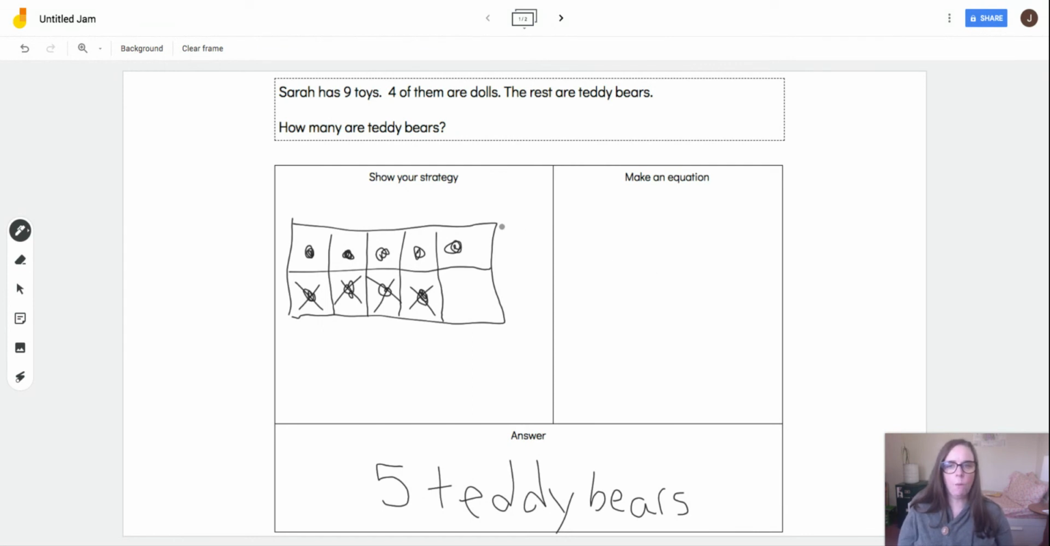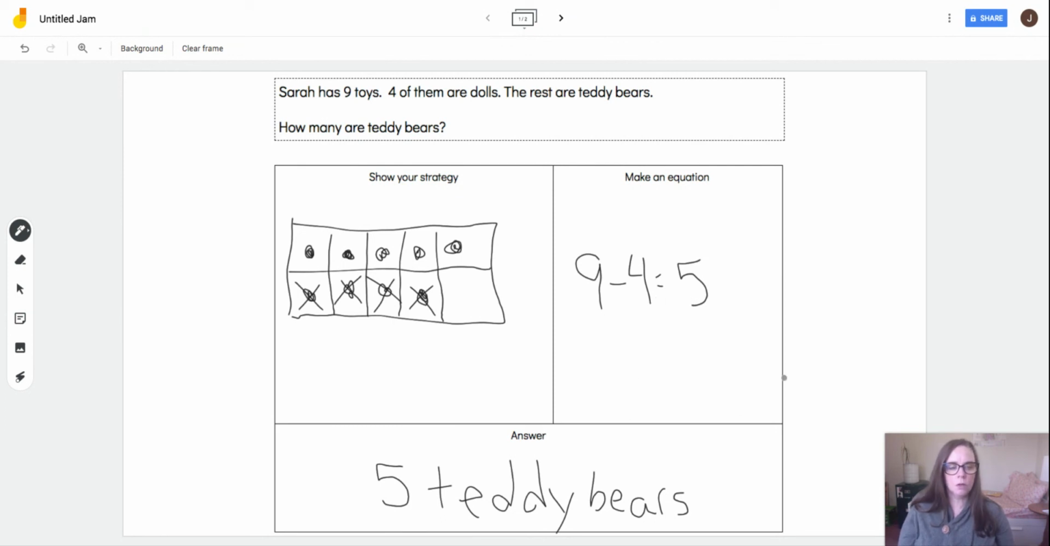Okay, now I need to make my equation. So when you do a subtraction problem, you start with the biggest number, which is the whole. So altogether we had 9 toys. We took 4 of the dolls away, so that's minus 4. And what was left was the teddy bears. So 5. 9 minus 4 equals 5.